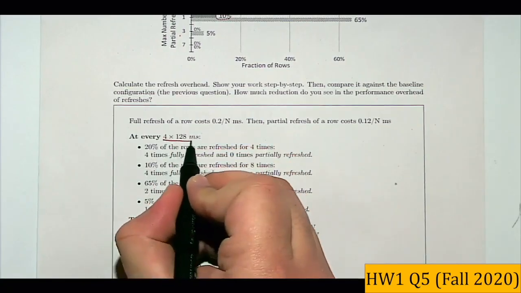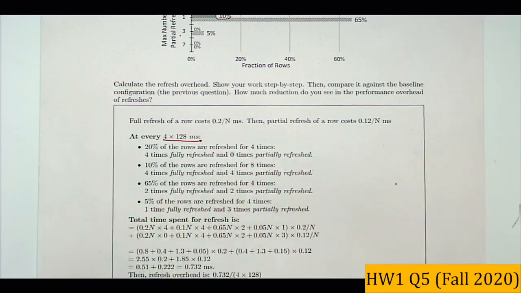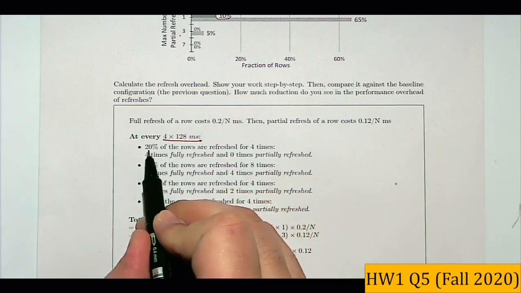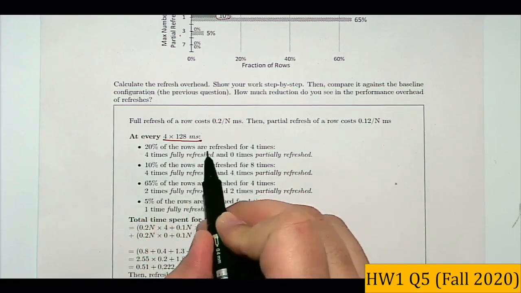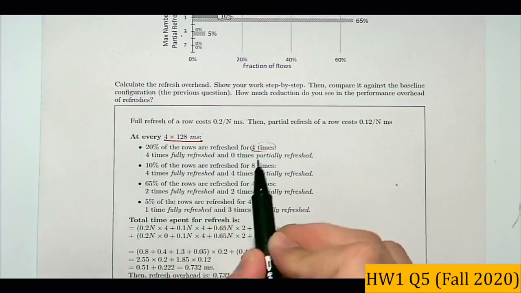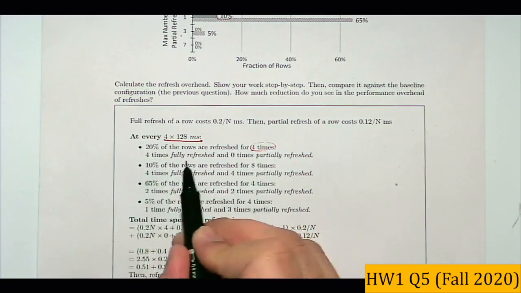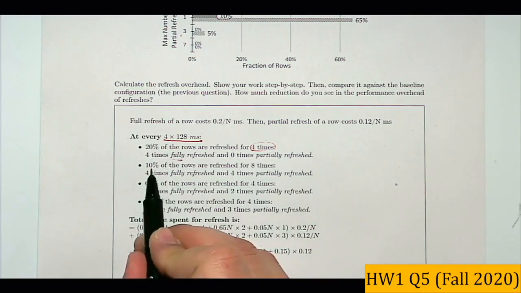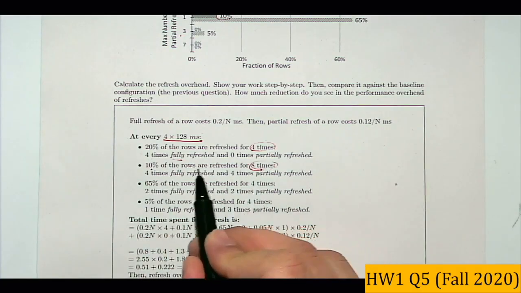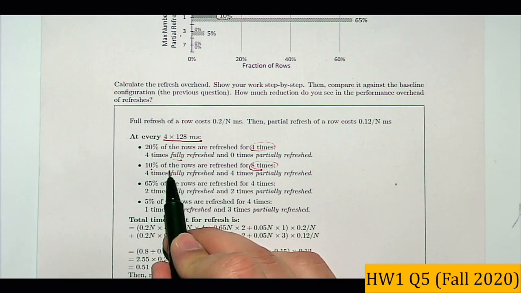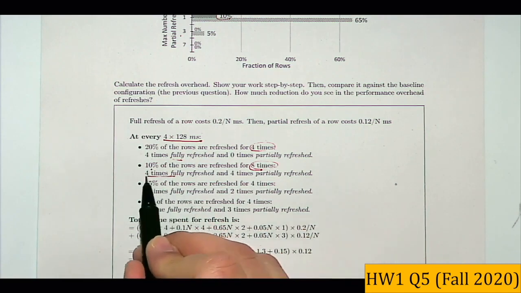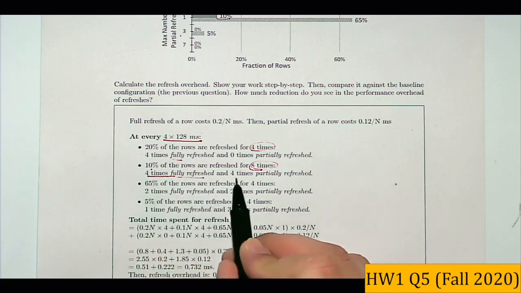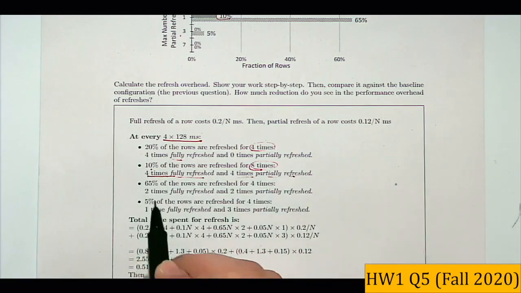so you can choose whatever value you want here. I just choose 4 times 128 milliseconds because it makes the calculation much easier. You can go for another value. It's up to you. And you can see that for every 20% of the rows, we refresh them 4 times. And these 4 refreshes, all of them are full refreshes, and none of them are partial refreshes. And for 10%, I refresh them 8 times because this was 64 milliseconds in refresh interval. And half of them, I mean 4 of them are full refreshes, 4 of them are partial refreshes. And you just go like this.